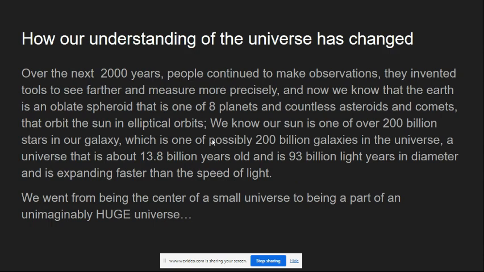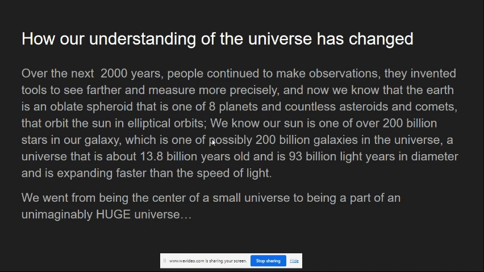And this is what the chapter talked about over the next 2,000 years, through observations and inventing telescopes and other tools to measure. We now know that the Earth is an oblate spheroid. That just means it's a sphere, but it's a little shorter and wider than an actual sphere. It's a little wider in diameter at the equator. It is one of 8 planets and countless asteroids and comets that orbit the sun in elliptical orbits.